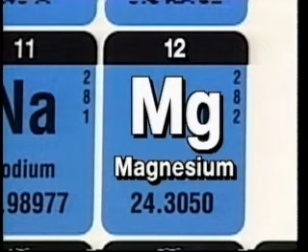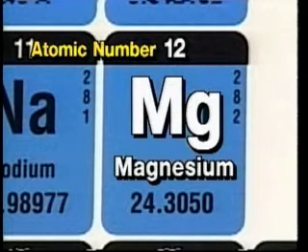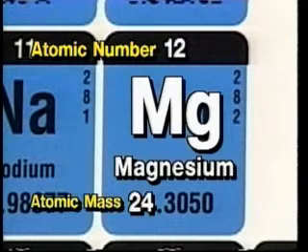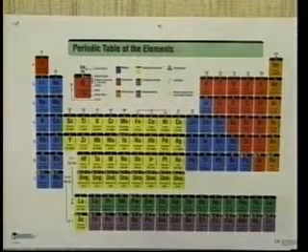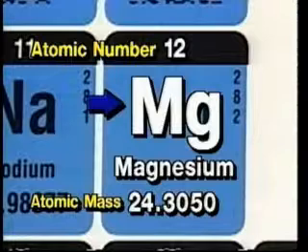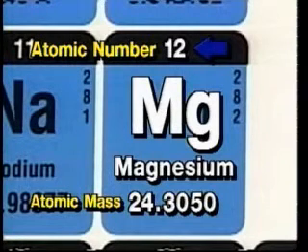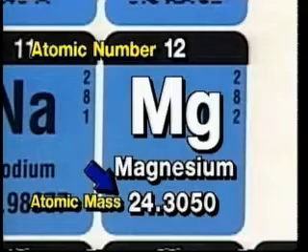The smaller number at the top of the box, which here is 12, refers to the atomic number of the element. The larger number refers to the atomic mass. As for the numbers to the right of the decimal point, we'll discuss those in a moment. So using this example as a guide, you should be able to obtain information about every element in the periodic table, including the element's symbol, its atomic number, and its atomic mass.